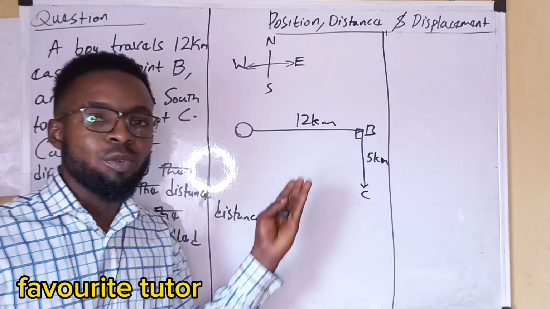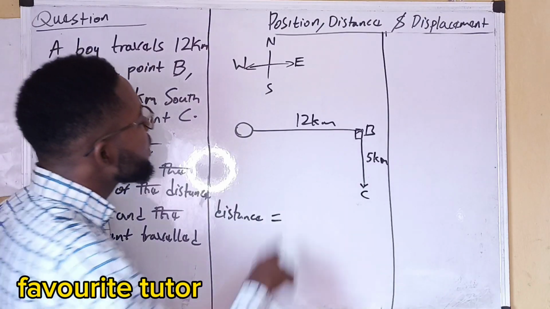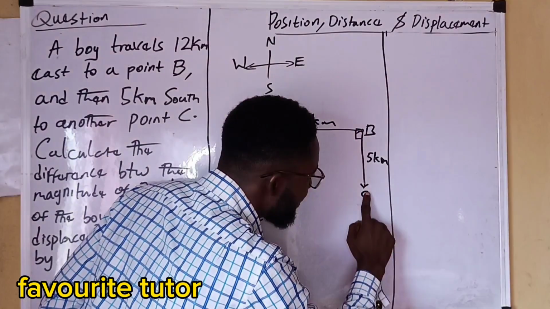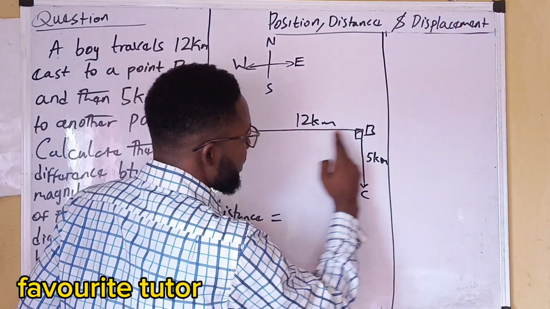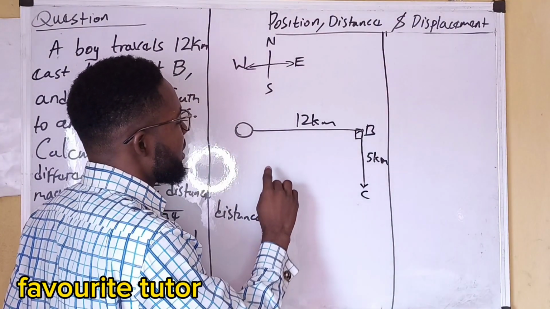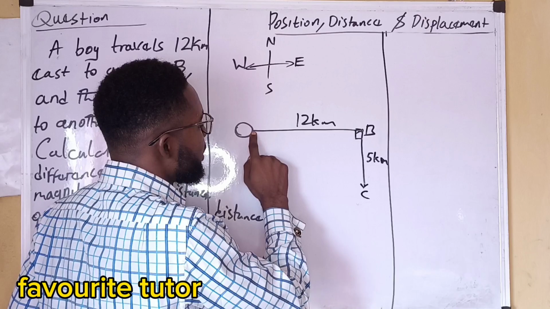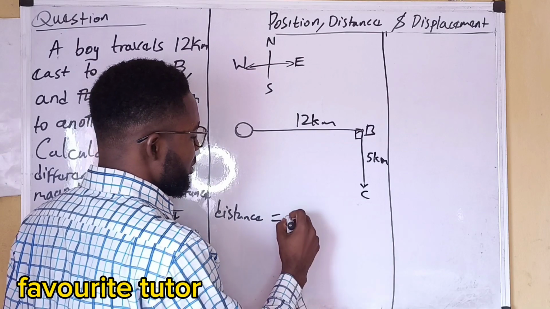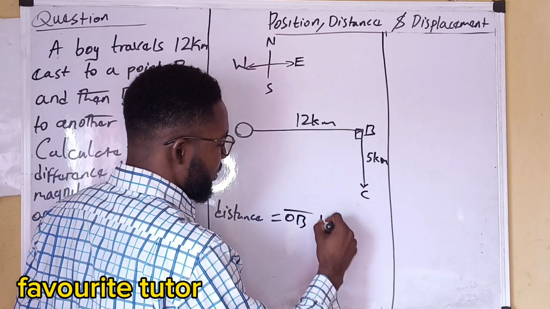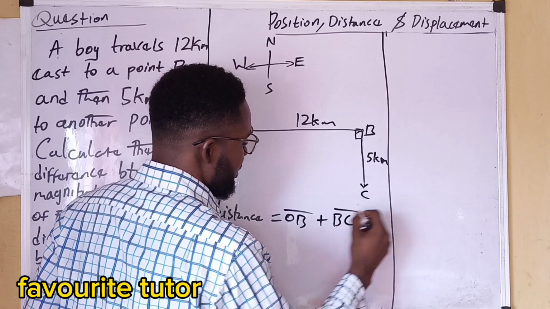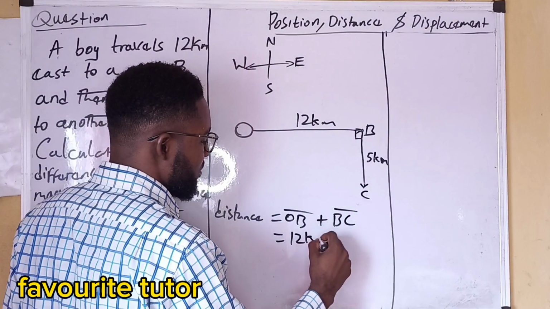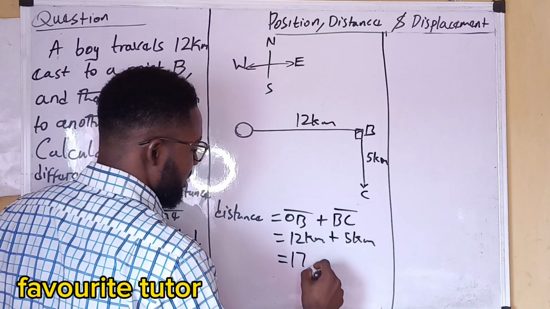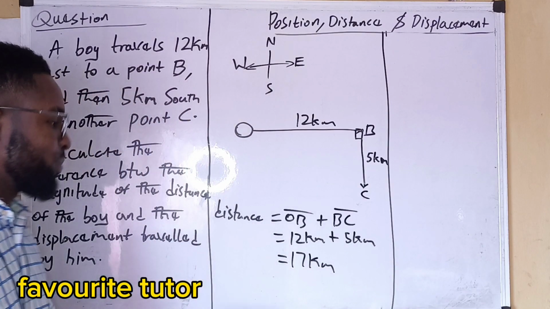Now, distance is the extent of space. Now, the total distance of the boy is going to be 12 kilometers plus 5 kilometers. That is the total extent of space between 2 points. But right here, the total distance from the origin to point B plus B to C. So it's going to be line O to B plus B to C, which is 12 kilometers plus 5 kilometers. So therefore, total distance is 17 kilometers. These are distance.